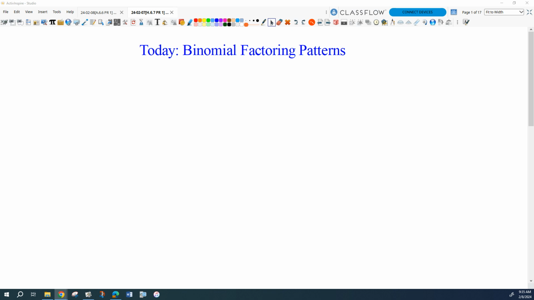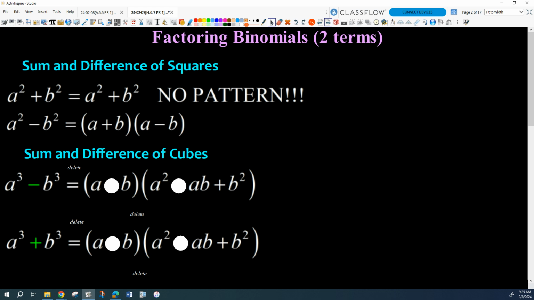Two-term polynomials, right? So how do we factor two-term polynomials? Well, the answer is with binomial factoring patterns. So first of all, let's look at what those patterns are. So here are the patterns.